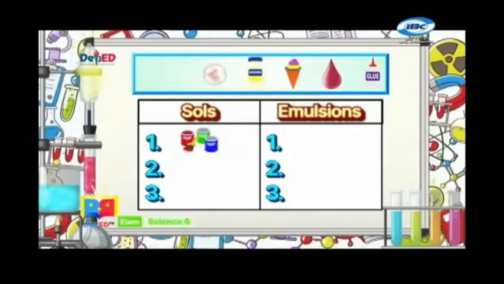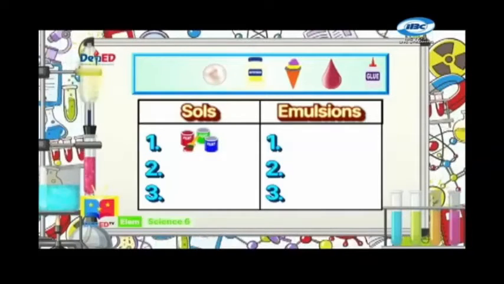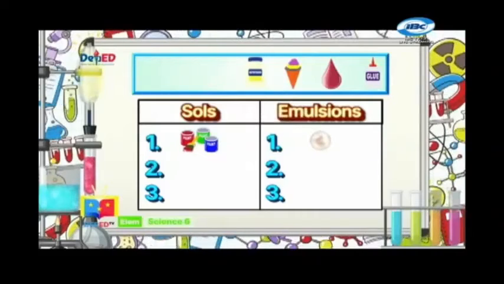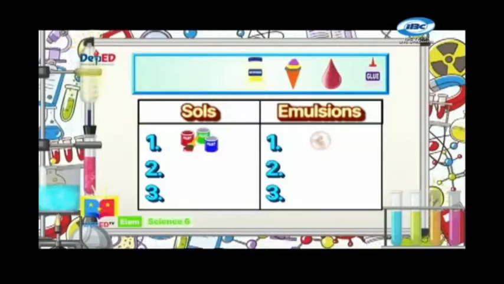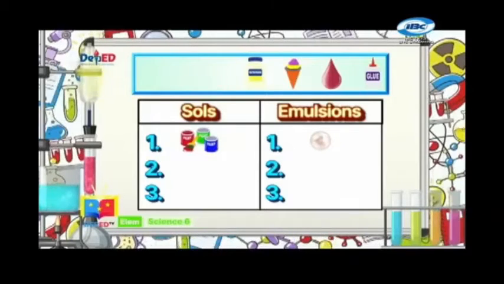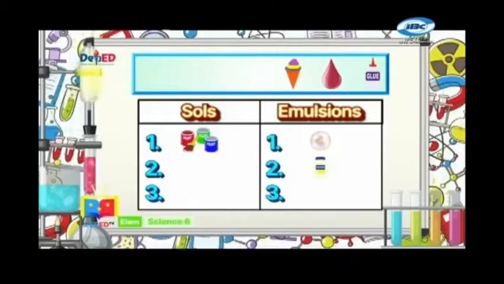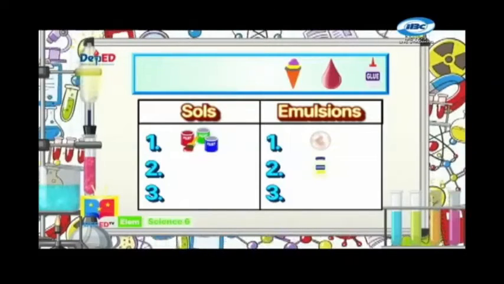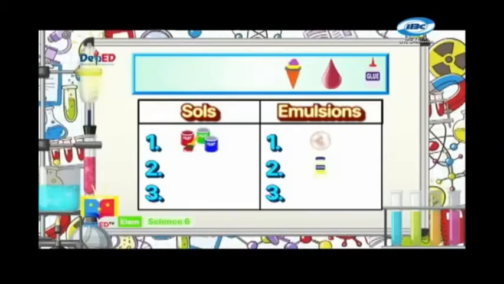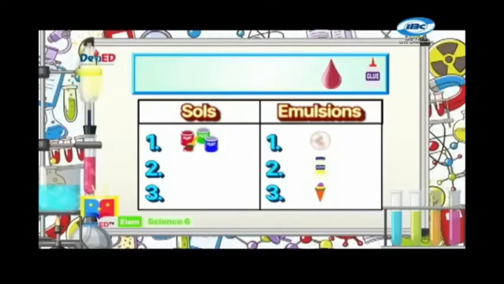Where should we put pearl? In Sol's column or Emulsion's column? Excellent! It is in the Emulsion column. Where should we put mayonnaise? In Sol's column or Emulsion's column? Great! It is in the Emulsion column. Where should we put ice cream? In Sol's column or Emulsion's column? Great! It's in the Emulsion column.